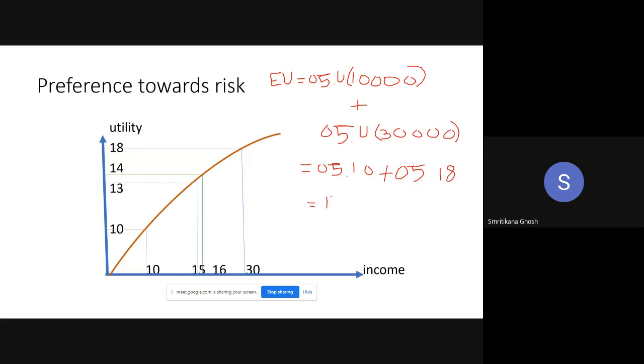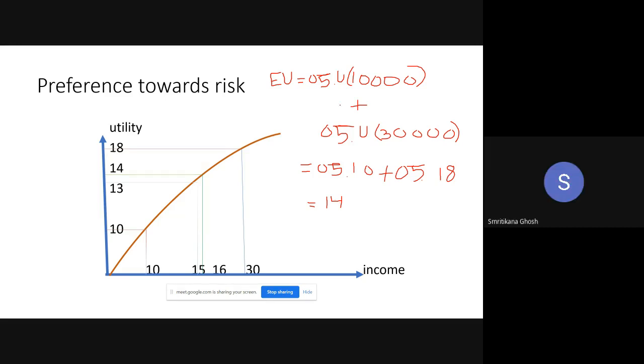So this is the formula. I'm very sorry that I have given you the wrong information so many times. So try to remember, this is how you find the expected utility: the probability into the utility of the payoff, plus the probability into the utility of the other payoff. Then just put those values and you will get 14. Now I have to compare. Is it okay now? Expected utility?